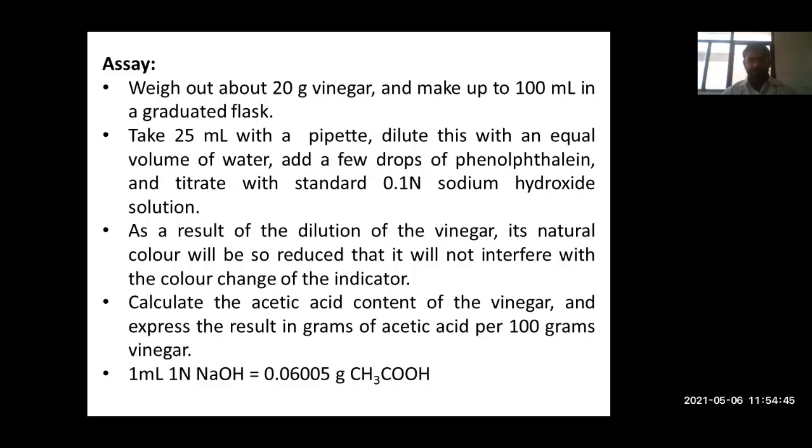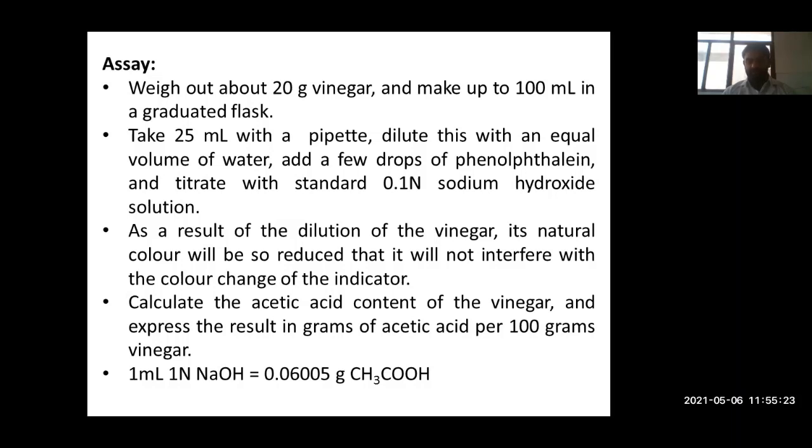Next is the assay procedure. For carrying out the assay, weigh about 20 gram of vinegar and make up 100 ml in a graduated flask. Take 25 ml of this solution and dilute with an equal volume of water and add a few drops of phenolphthalein as indicated. And titrate this solution against standardized 1 normal sodium hydroxide solution. As a result of the dilution, its natural color will be reduced, so there is no interference with the color change of the indicator.